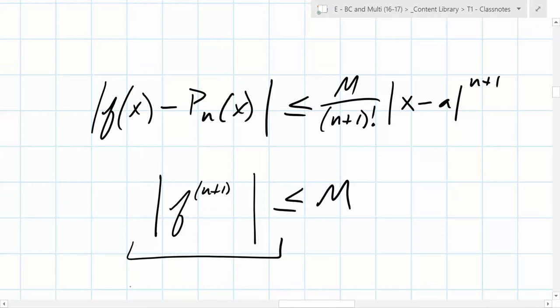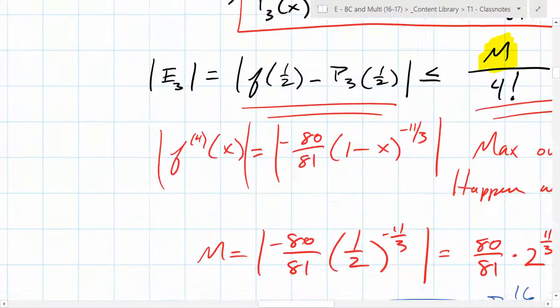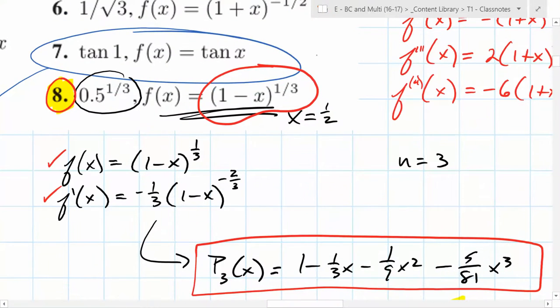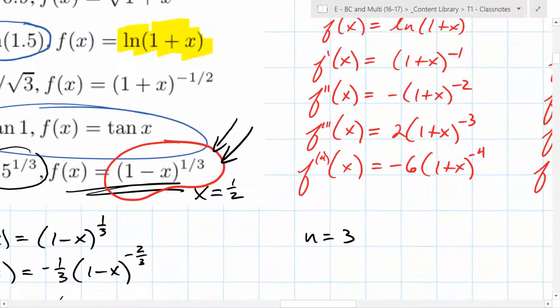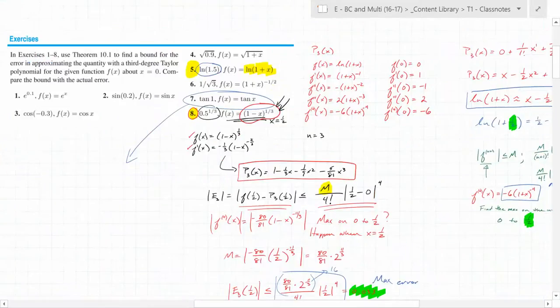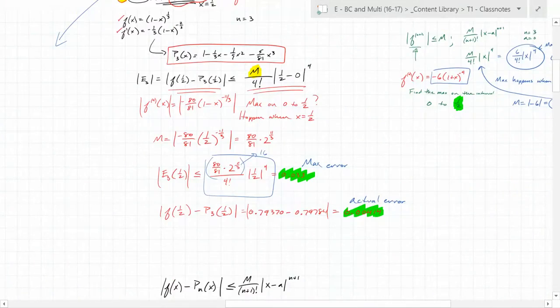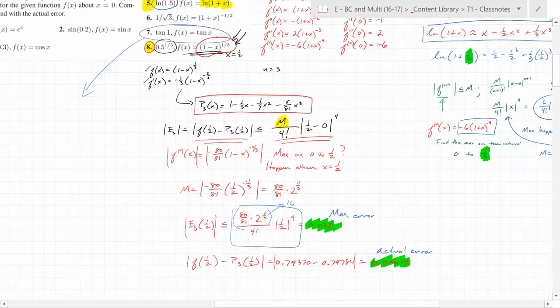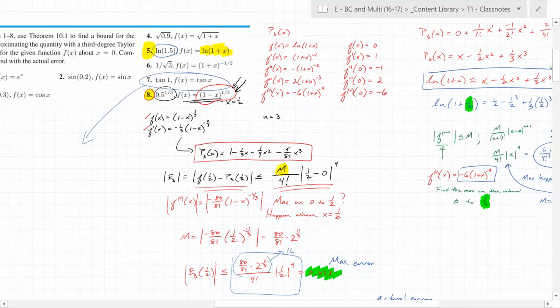On what though? This is on the interval. So you have to know an interval, and you're looking at a function which happens to be the n plus 1th derivative. What's the function we're looking at right here? It gives us the function. Everybody sees the function? So what are you going to have to do with that function? Find the 4th derivative. So let's do that right now.